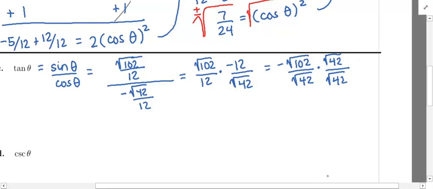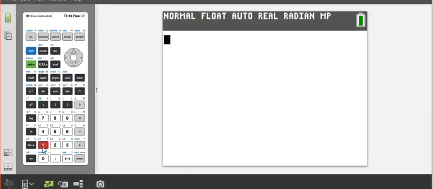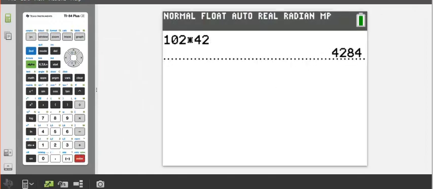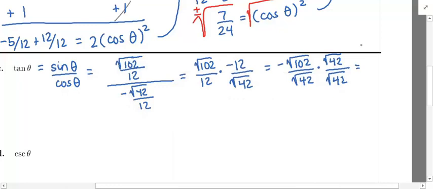So if I go to my calculator here, I'm going to have to do 102 times 42. This is going to be the square root of 4,284, and there needs to be a negative sign out front, over the square root of 42 times the square root of 42, which is just going to be 42.